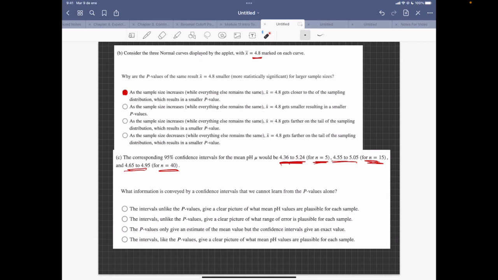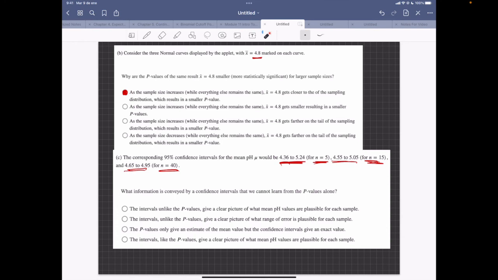So the width for the interval, I mean the endpoints for the interval, are each time closer to each other. So what information is conveyed by a confidence interval that we cannot learn from the p-values alone? The intervals, unlike the p-values, give a clear picture of what range of error is possible. For example, the p-values only give an estimate of the mean value, but they don't give an exact value.